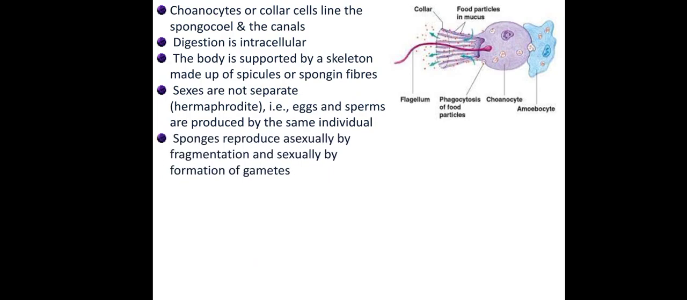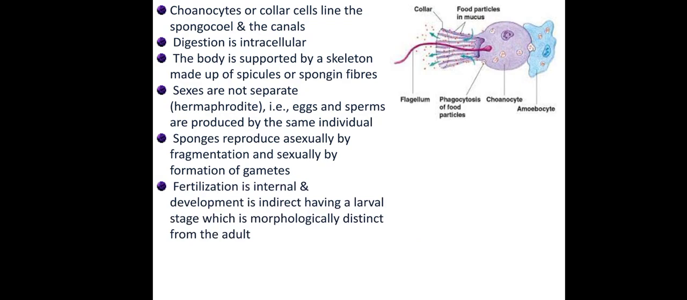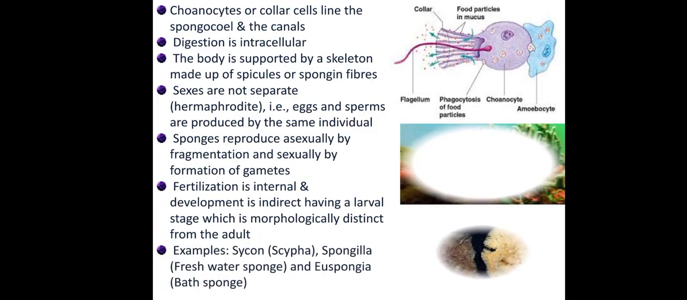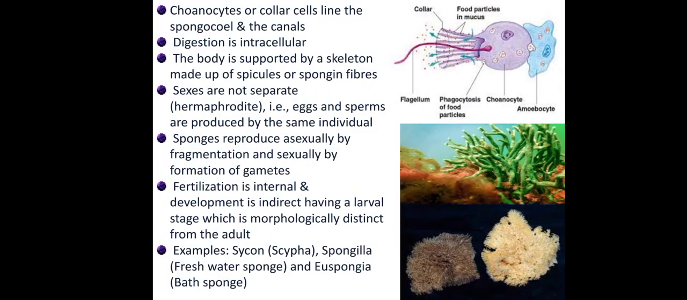Sponges reproduce asexually by fragmentation and sexually by formation of gametes. Fertilization is internal and development is indirect, having a larval stage which is morphologically different from the adult. Some examples of sponges are Sycon or Scypha, Spongilla, which is a freshwater sponge, and Euspongia, commonly known as bath sponge.